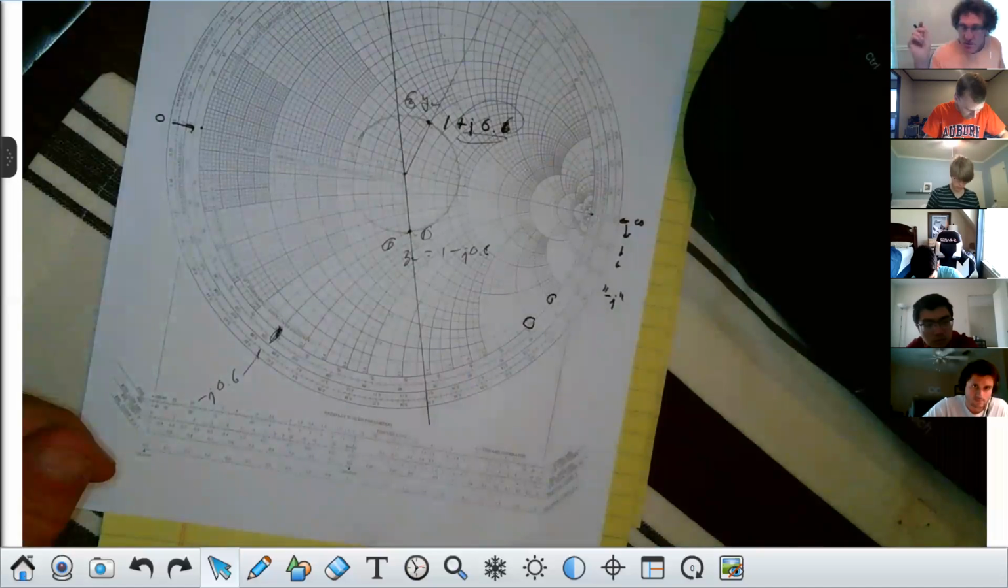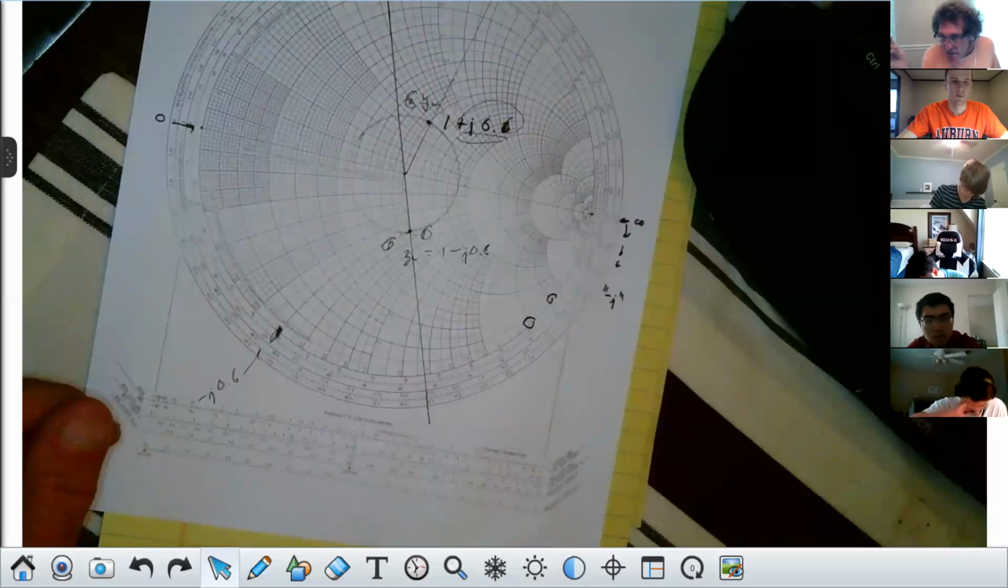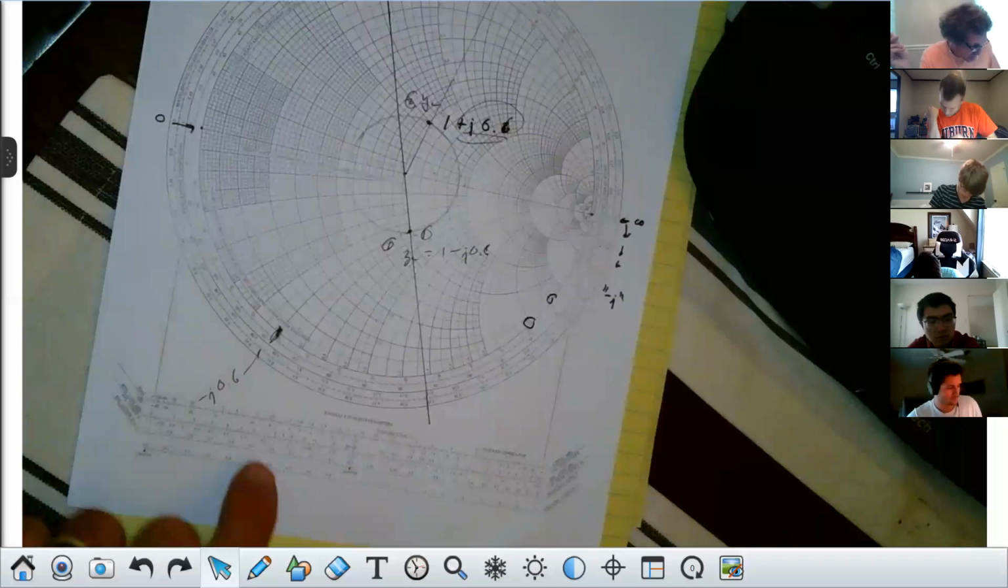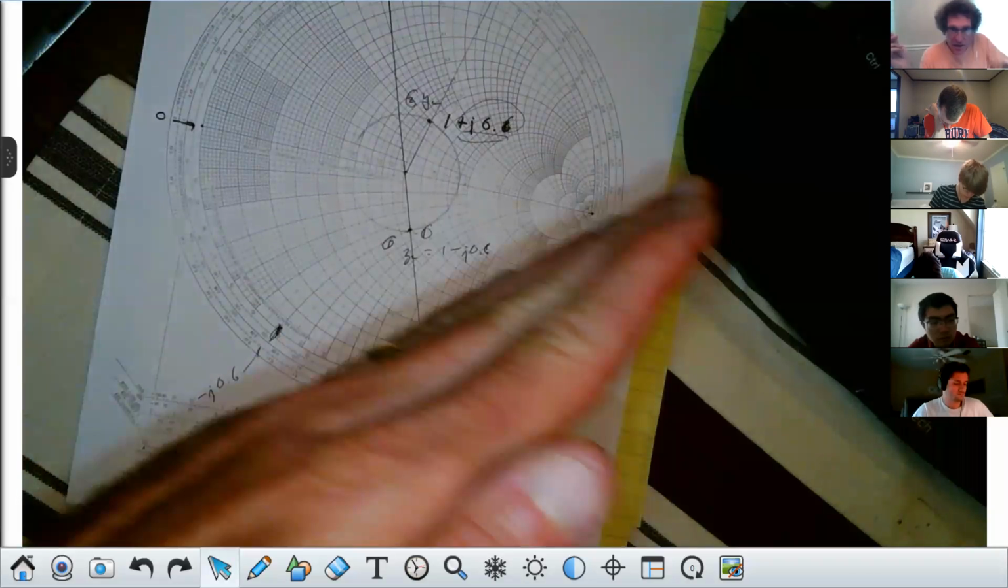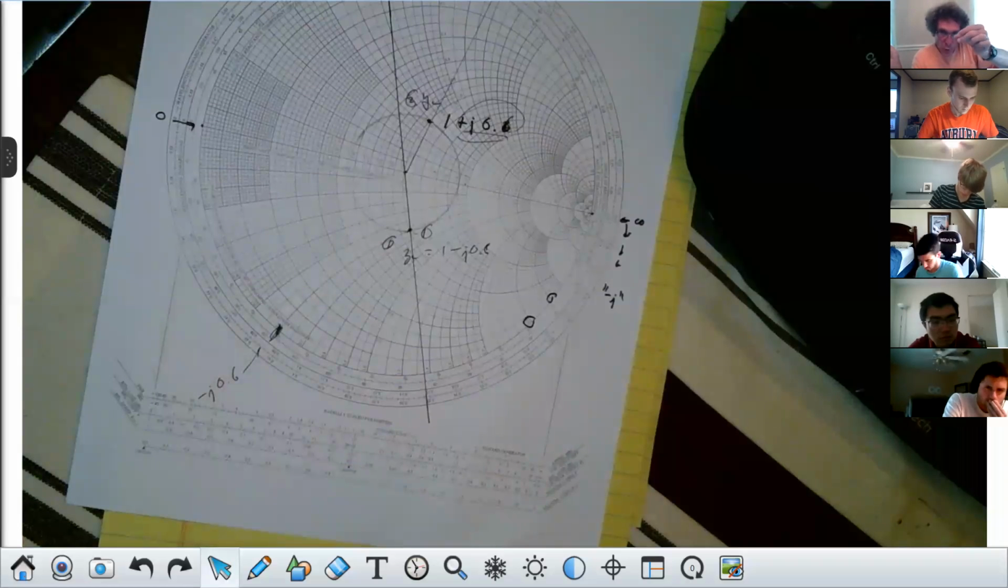Carlin, can you see this okay? I can't tell if you could or not. Yes? Yeah, I was just trying to make sure I was looking at it right. Yeah, you should see 0.6. That line comes in perpendicular to the actual outer circle, and it should have a marker on your Smith chart of 0.6.